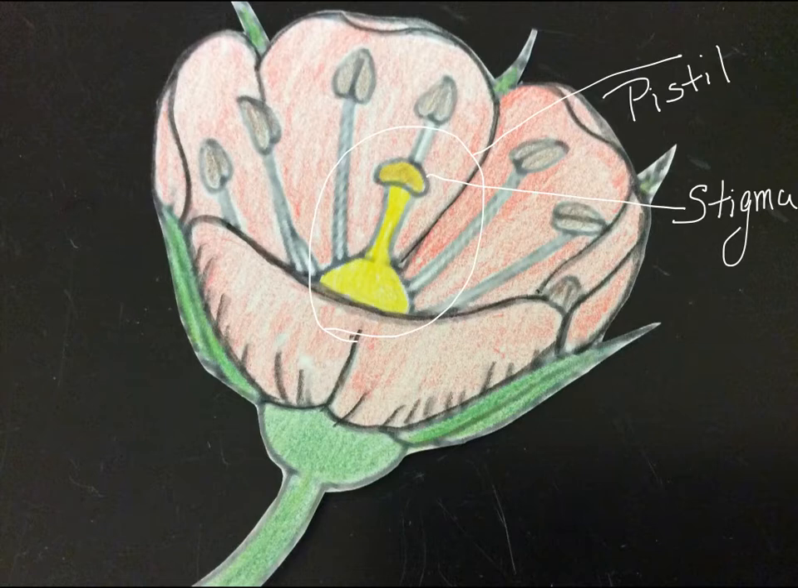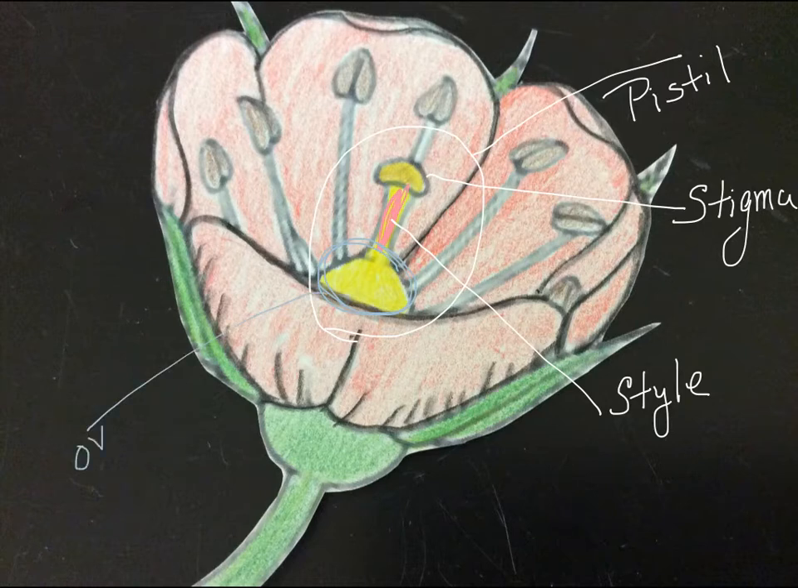This long tube that we have right here, that long tube is the style. Okay, and this bottom piece that we have right here, this bulb-like piece, is the ovary. Okay, and the ovary contains the ovules, which are our female sex cells for the flower.